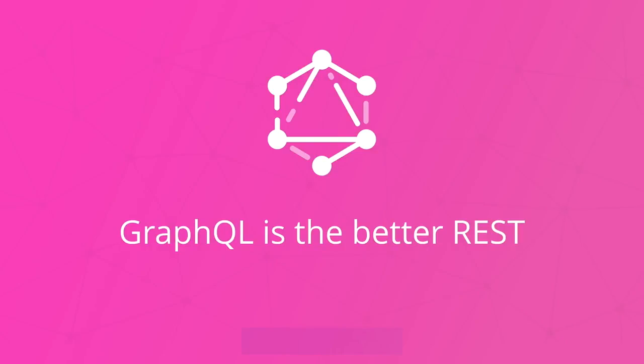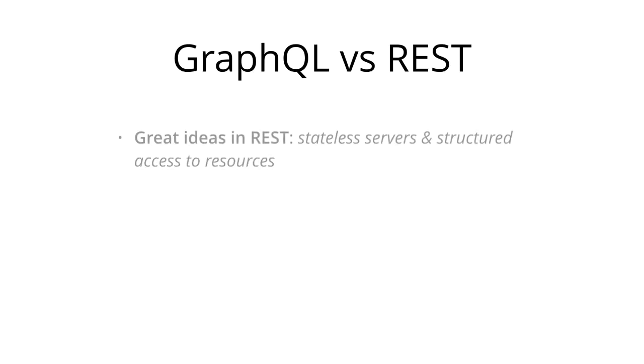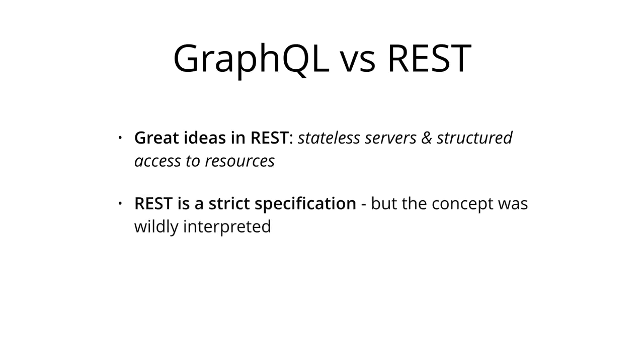In this chapter, you'll learn why GraphQL is the better alternative to RESTful APIs. Over the past decade, REST has become the standard for designing web APIs. It does offer some great ideas, such as stateless servers and structured access to resources. REST itself actually is a strict specification of how a server has to expose its data to the clients. However, today almost all APIs are labeled to be RESTful APIs, even if they don't adhere to that specification.